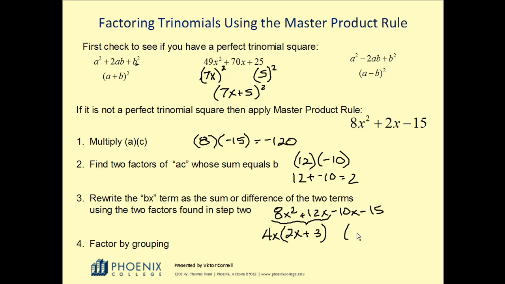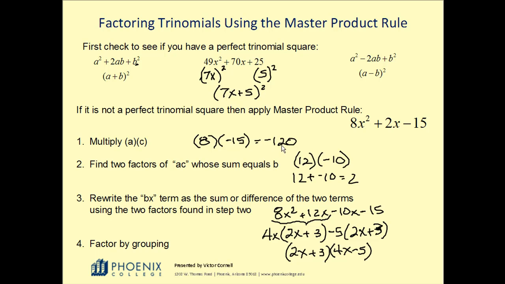Now when you factor by grouping, this is the one time you're allowed to cheat. And by cheating, I mean I know the second grouping has to give me this 2x plus 3. You want 2x plus 3. So now what do I multiply 2x by to get negative 10x? And this is going to be minus 5. So minus 5 times 2x is negative 10x, and negative 5 times 3 is negative 15. So this factors to 2x plus 3 times 4x minus 5.